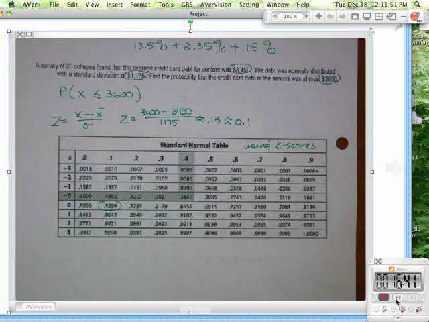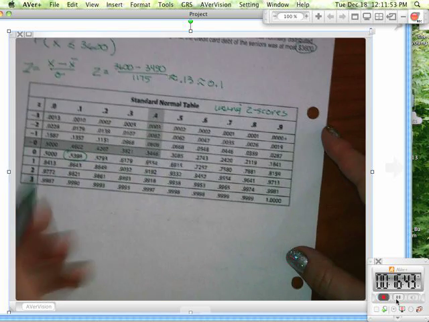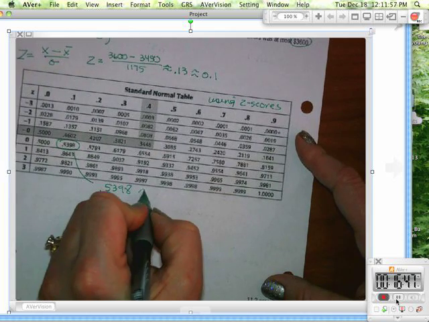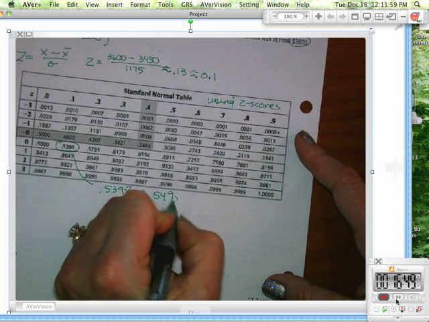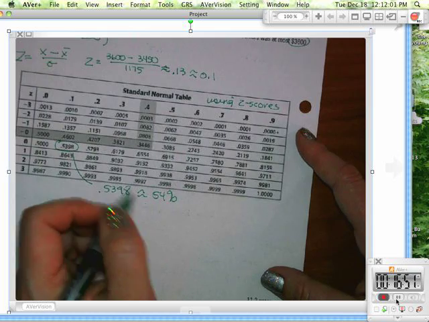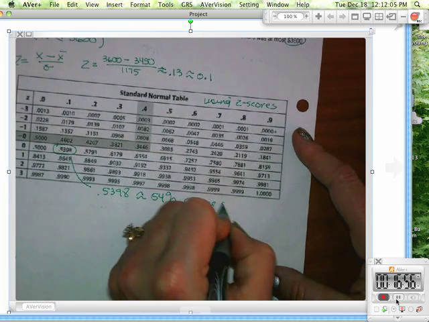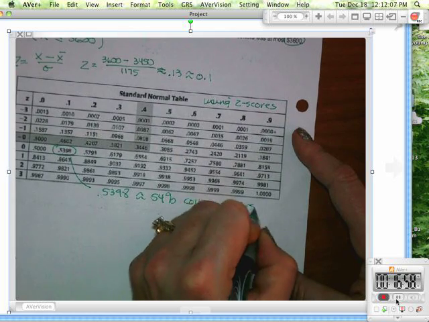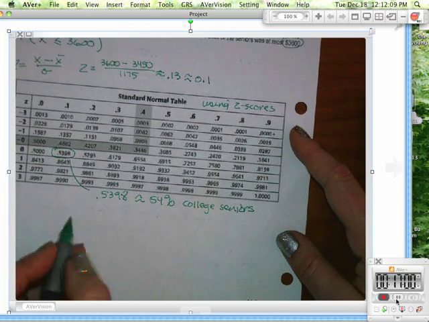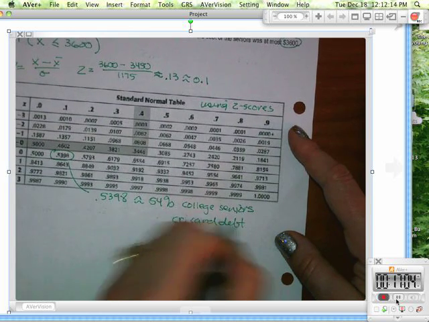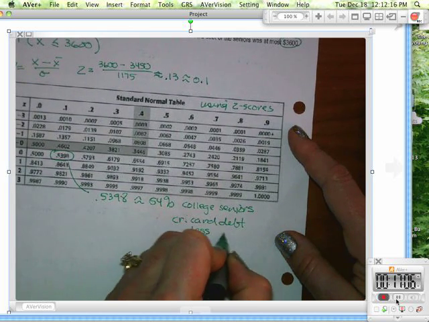And what that number tells me, 0.5398, is that approximately 54% of college seniors have credit card debt less than $3,600, less than $3,600.